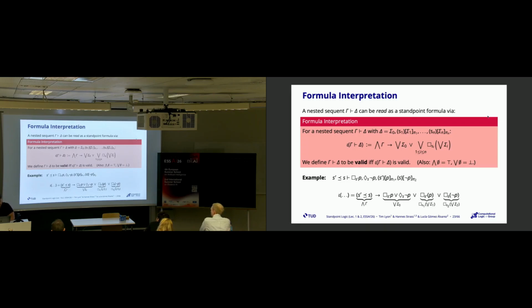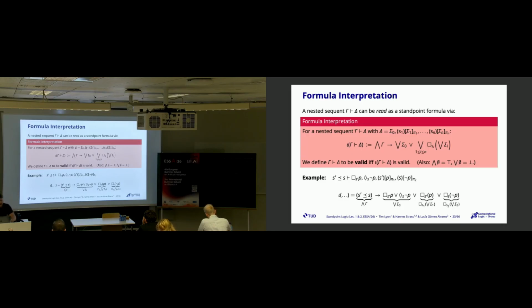This slide shows how to interpret these by means of a standpoint formula. Now, this is typically the case for sequent calculi. If you've ever studied sequent systems before, you can typically interpret sequents, which are, in a certain sense, meta-expressions that are used to manipulate the formulae in some logical language. You can interpret them directly in that logical language itself. And this slide shows you how to do that.